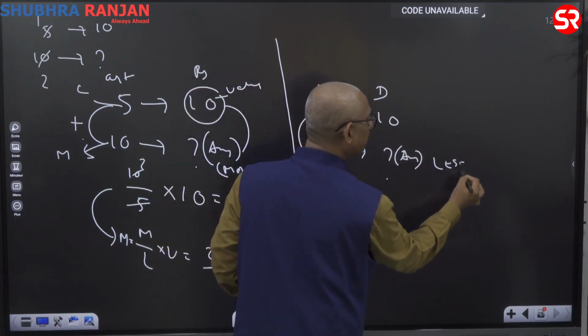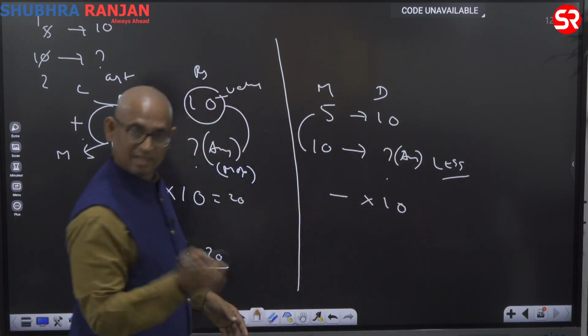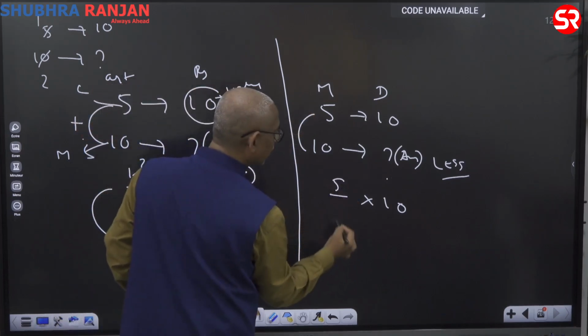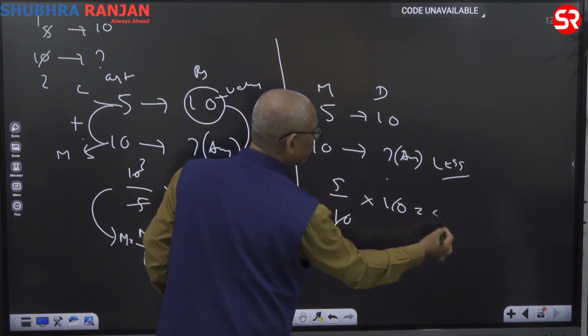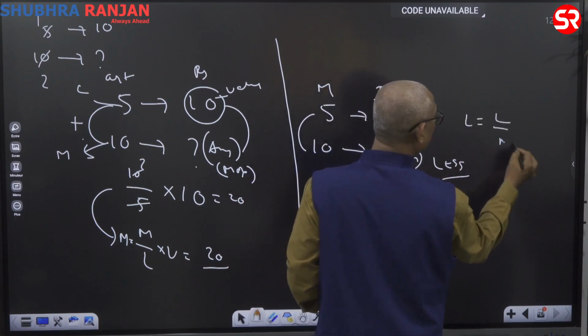Lesser value. Compared to lesser value, which is 10 for 10. So you will get less by more or more by less? Less by more. So less is how much? 5. So 5 by 10. So 5 by 10 means 10 gets cancelled. What is the value you are getting? 5. That means the formula is less by more into value.